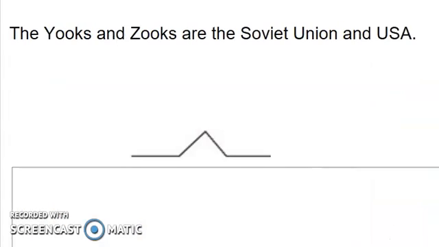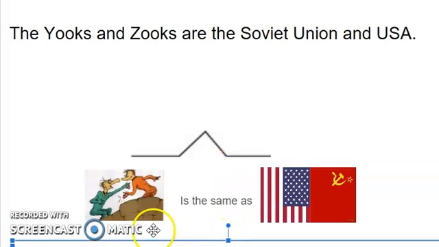Now we are going to write metaphors using the similarities and differences we came up with in our double bubble map. The first similarity we came up with was the Zooks and Yooks are similar to, they are the same as the Soviet Union and the USA. So if I was going to put this on my bridge map, I would say the Zooks and Yooks from the butter battle are the same as the Soviet Union and the United States of America. It's a metaphor. The Yooks and Zooks are the Soviet Union and the USA.